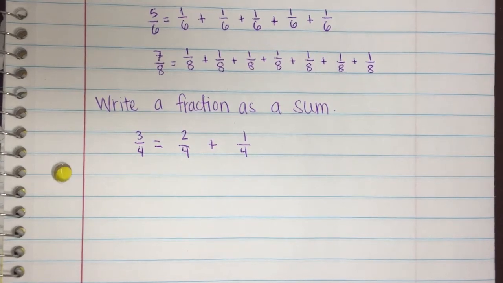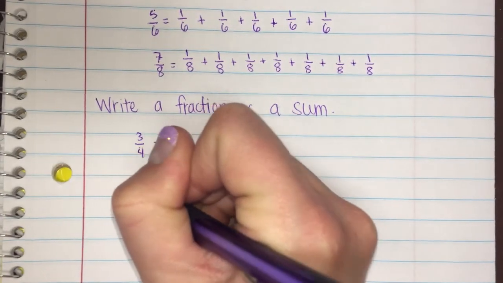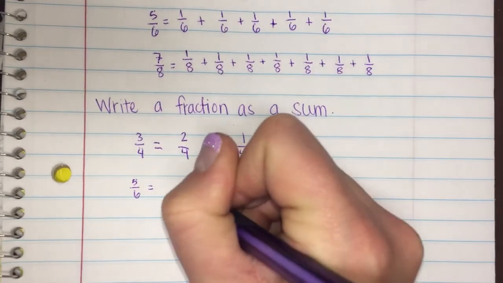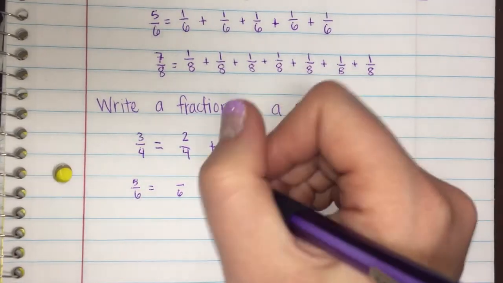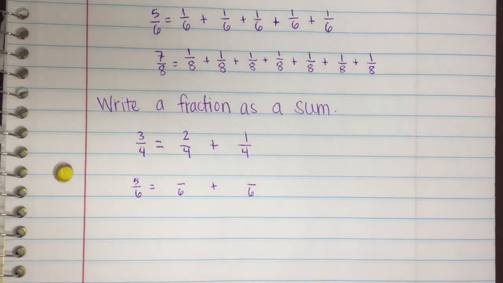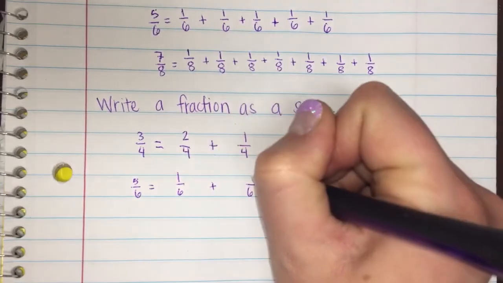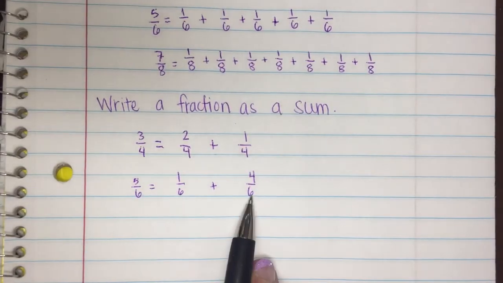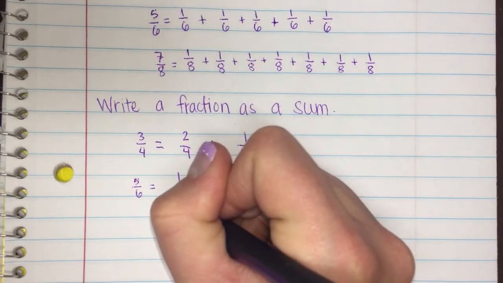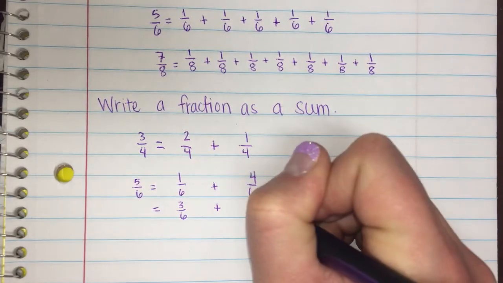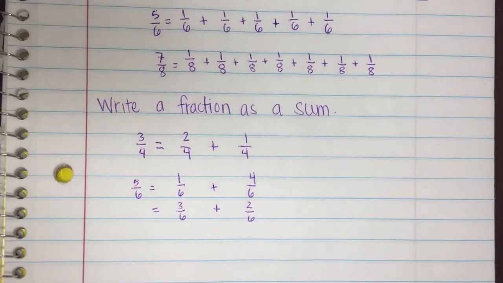Let's try it with another one. Let's use 5/6 again. Well, I know that my denominator is going to be 6 because it is over here and I have to use common denominators. So let's think of some numbers that I can add together in order to get 5. Well, I could use 1 and 4. 1/6 plus 4/6 equals 5/6. I could also use 3/6 plus 2/6 equals 5/6.